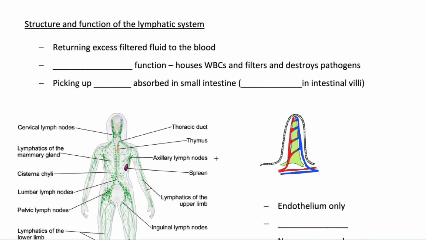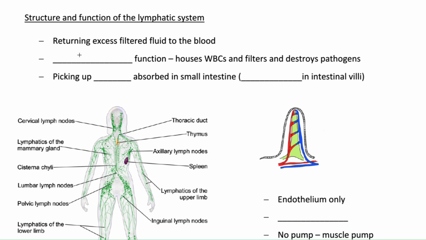The lymphatic system actually has several functions. One is returning that excess filtered fluid to the blood, but it also has an immune function. It houses white blood cells, that's what WBC stands for, and filters and destroys pathogens.